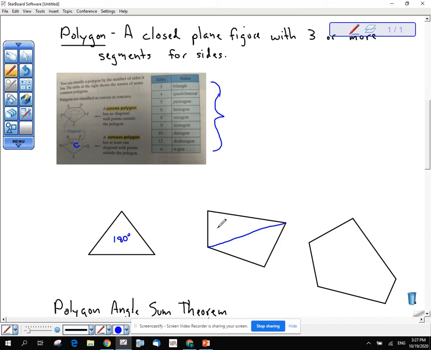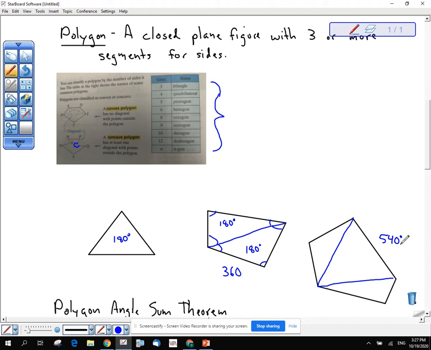Because if I draw a segment like this, you'd have a triangle here that has an angle sum of 180. You'd have a triangle here that we know has an angle sum of 180. If I consider all the angles of the triangles, all 6 of them, that would incorporate all of the angles of the quadrilateral. So this would have an angle sum of 360. If I went to this pentagon and I drew like this, you'd have 3 triangles, 180, 180, and 180. That would be 540. And yes, the pattern continues.